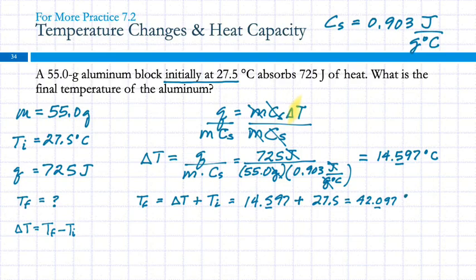.097 degrees Celsius. I would round that to 43.0 degrees Celsius. Any questions? Why is it 43 degrees Celsius instead of 42.1? Because I was dumb. It should be 42.1. I don't know.